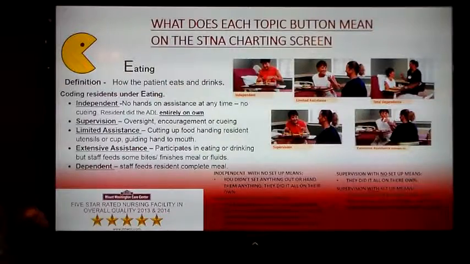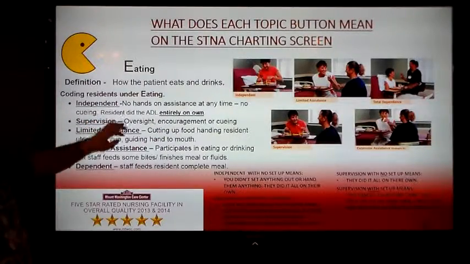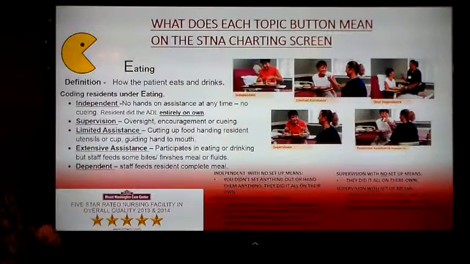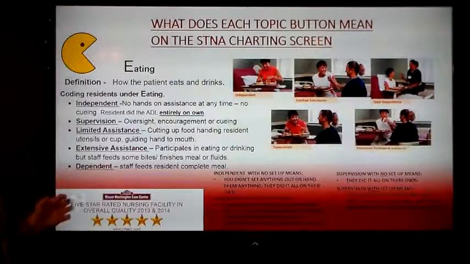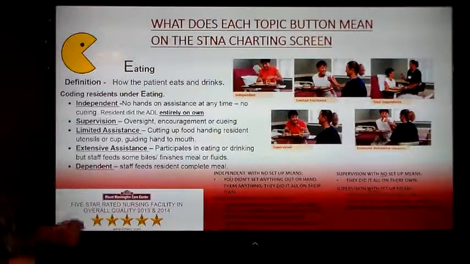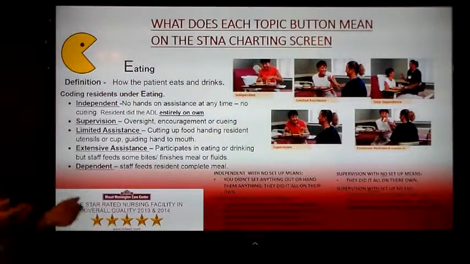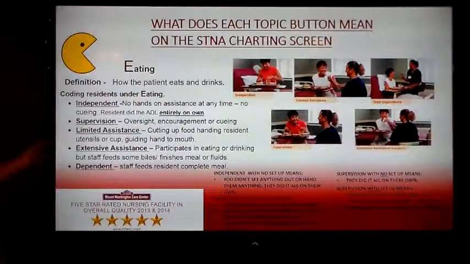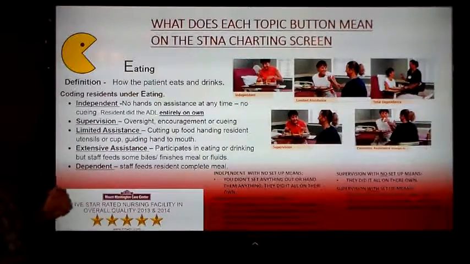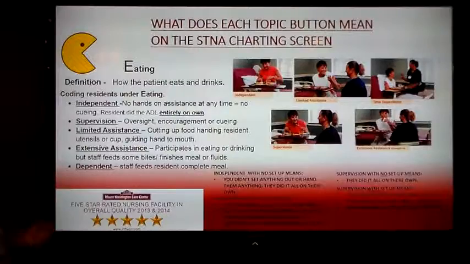Eating. How a patient eats or drinks. Coding under eating is independent: no hands-on assistance at any time, no cueing. The resident does it entirely on their own. You simply place the tray in front of them and they take care of it from there. Supervision: oversight, encouragement, and cueing. You are reminding the resident what they are doing step by step.